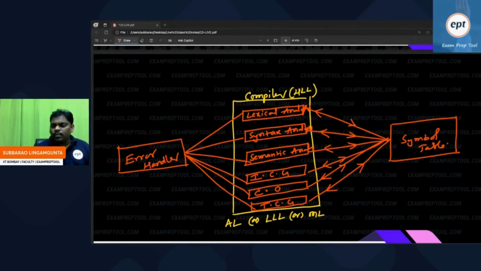Someone is saying the input is pure high level. If you want, you can write that. Shakir, you can say pure high level. People used to say high level. Second last, code optimization, then intermediate code generator, then target code generator.